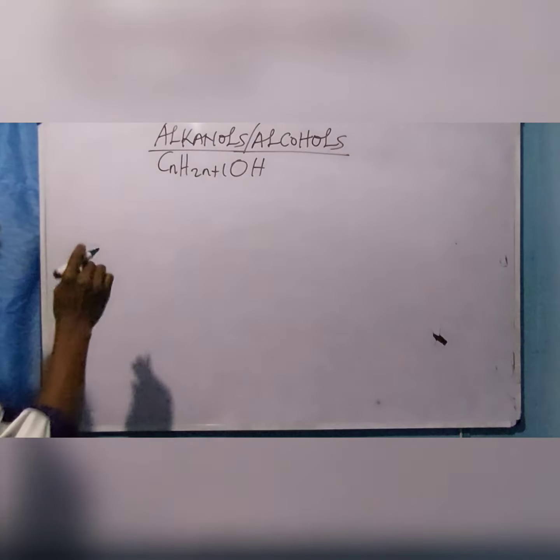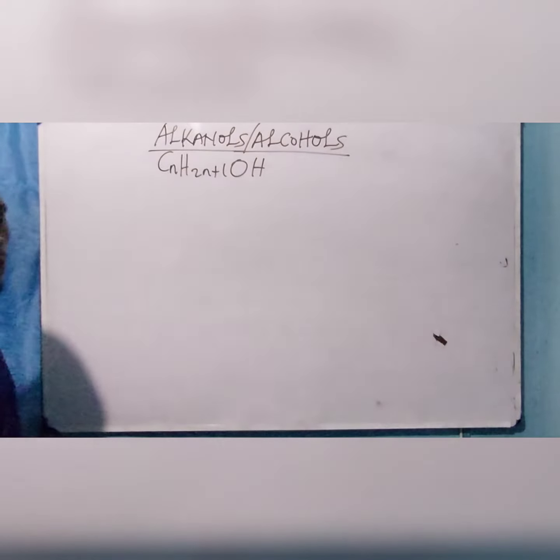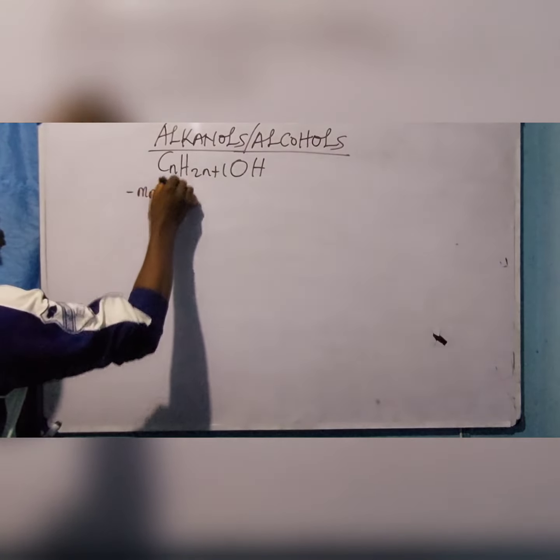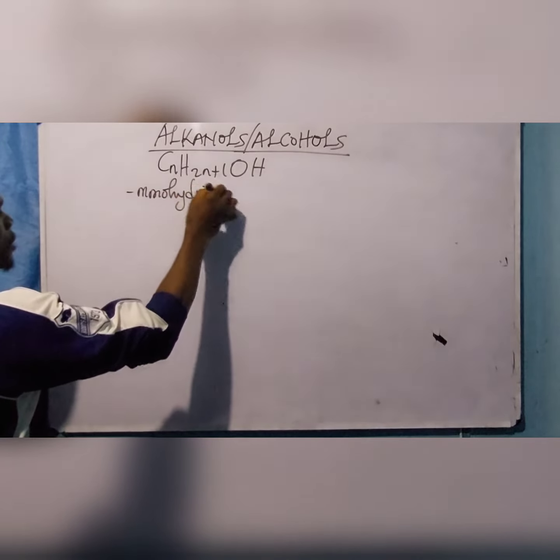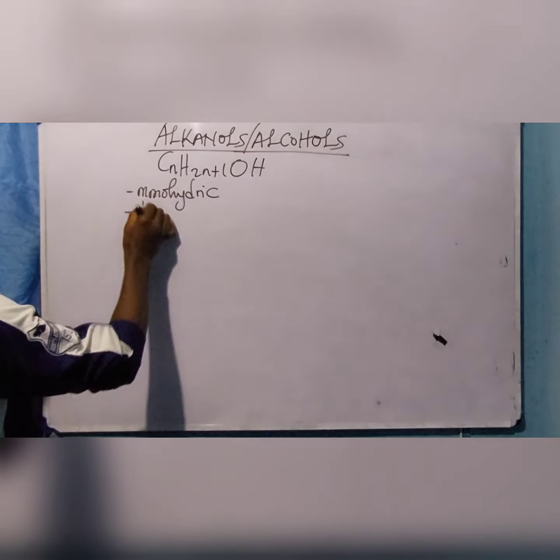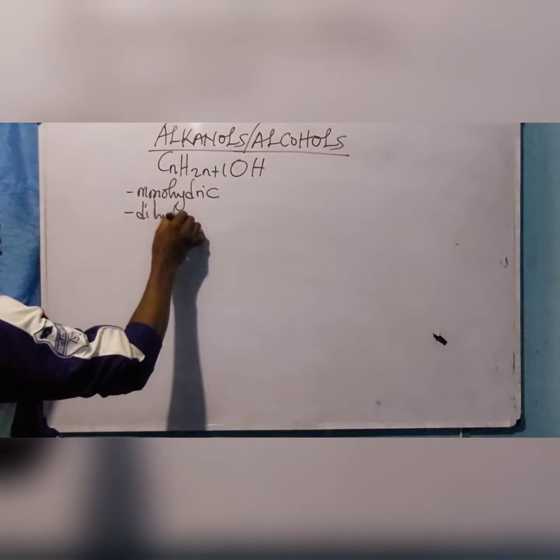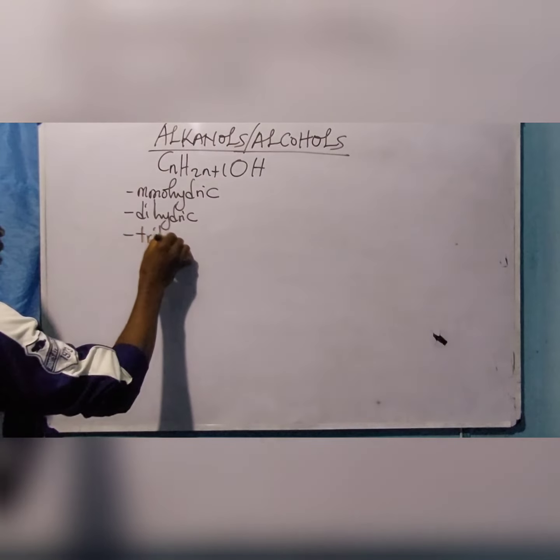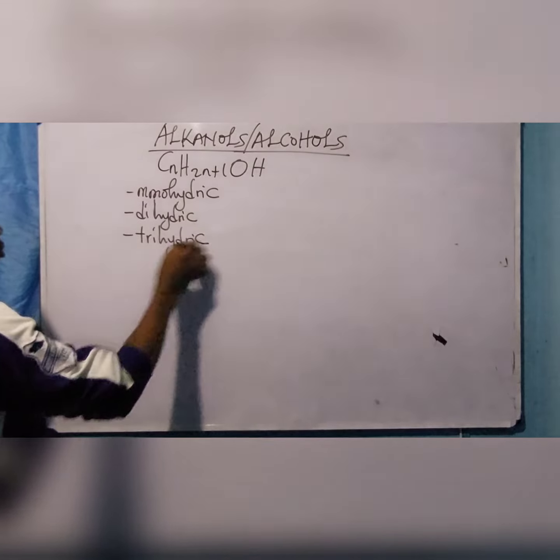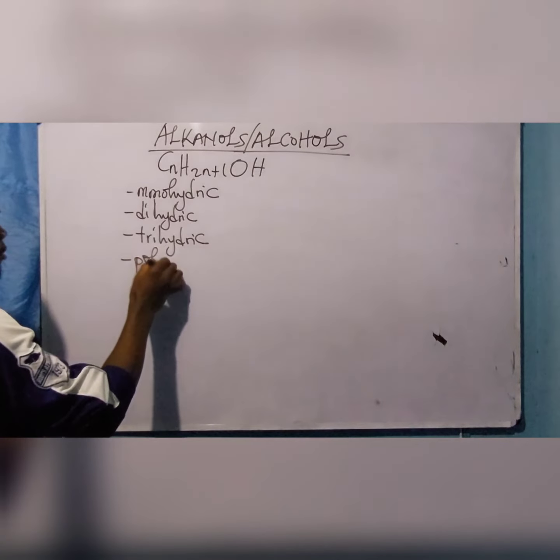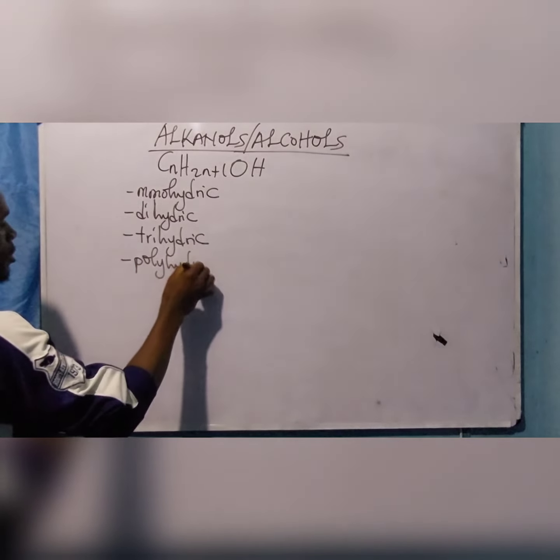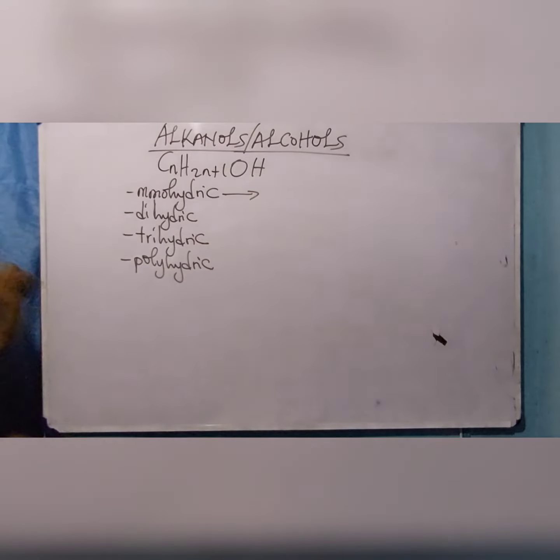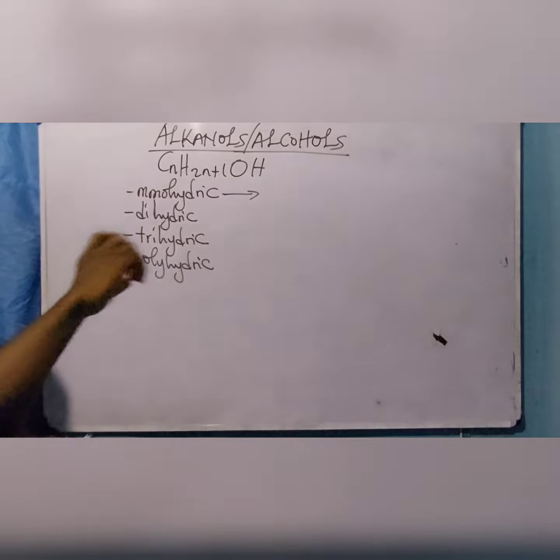Now, what we are going to do, we are going to be looking at the classification of what? Alcohols. Now, we have monohydric alcohols, we have the dihydric alcohols, we have the trihydric alcohols, and we have the polyhydric alcohols. Now, the monohydric, they have just one OH present in their chain.